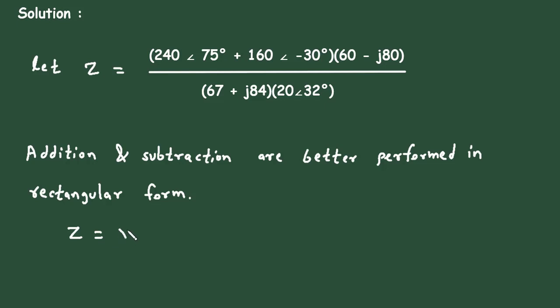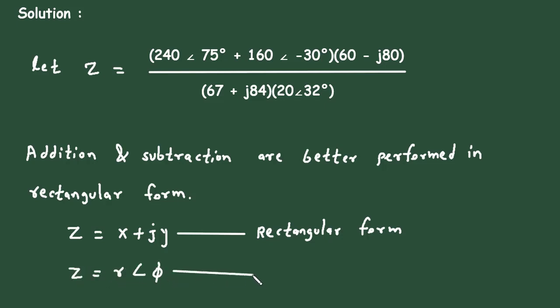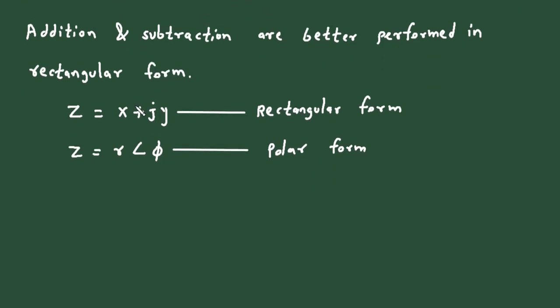So z is equal to x plus jy. This is called the rectangular form. And z is equal to r at an angle phi. This is called the polar form. Now we have to convert from polar form to rectangular form. So we need the value of x and y. So x is equal to r cos phi and y is equal to r sin phi.